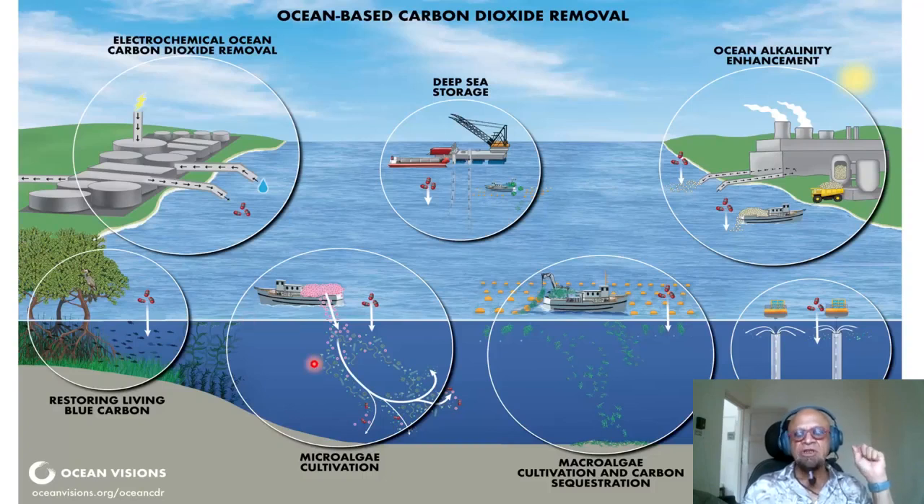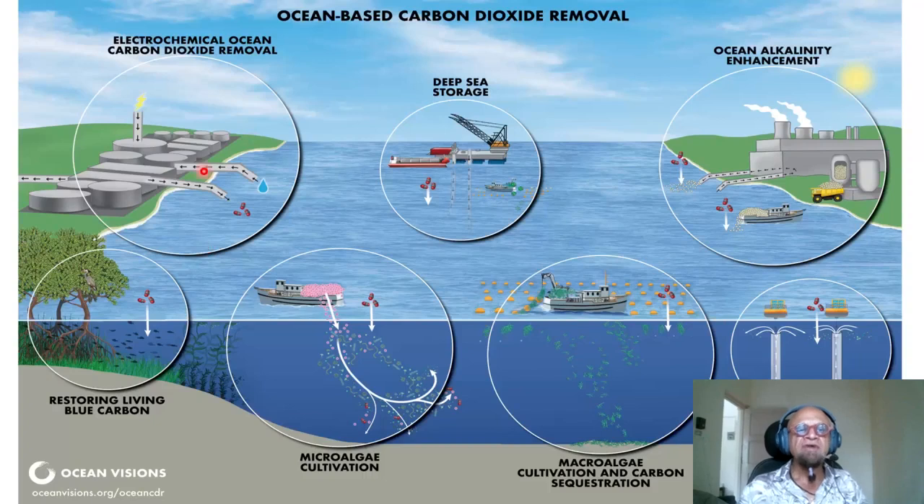Microalgae cultivation, we'll look at an infographic on this. Macroalgae cultivation and carbon sequestration, we will talk about this. So macroalgae you can think of as seaweeds, kelp, and so on. Microalgae are, of course, photosynthesizing algae, small, tiny, cannot be seen with the naked eye sometimes unless they cluster together or they're in a big bloom.